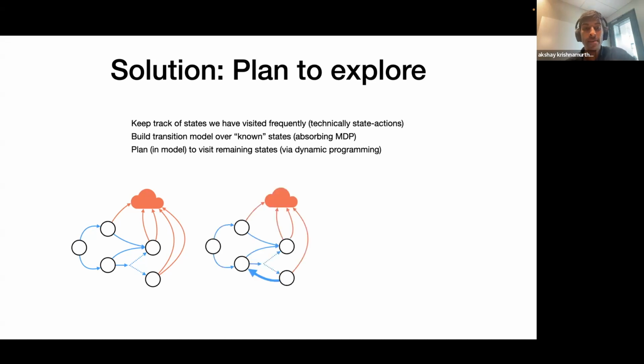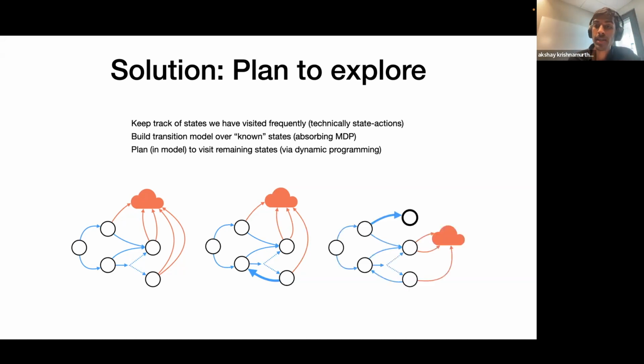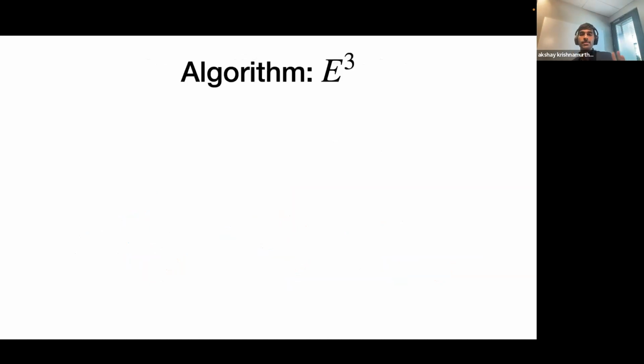And when we do so, if we deploy that policy in the true world, we might actually discover and learn something new. Like we'll learn that this bottom transition is the loop. Then we do this again, and maybe we discover that there's even a new state, and so on and so forth. As we go, we'll keep expanding what we know by forcing ourselves to visit the cloud. So that's the idea. And this is the idea behind an algorithm called E-cubed, due to Michael Kearns and Singh. Let me try to explain the algorithm on one slide.